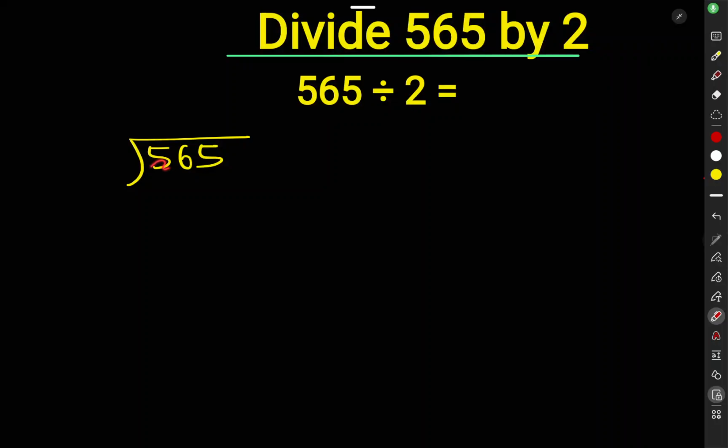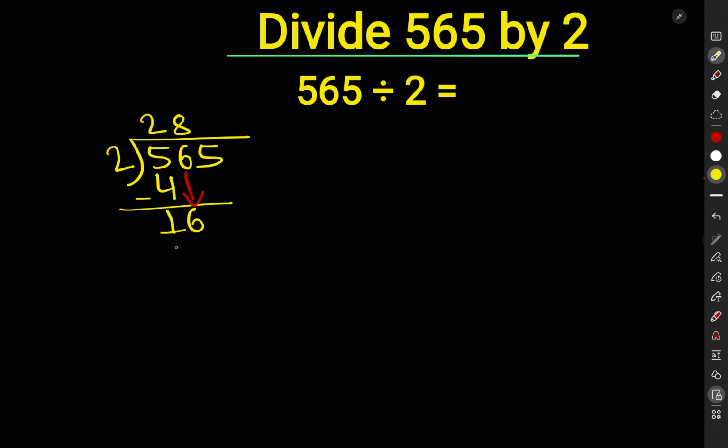We divide 565 by 2 in a long division method. 2 times 2 is 4. On subtracting, we get 1. So now we put down this 6 and it is 16.